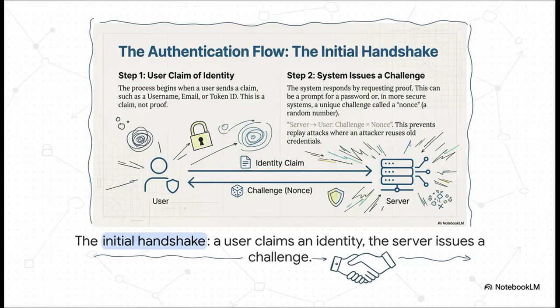So let's break down that initial handshake a little more. Step 1 is just you telling the system who you are, typing in your username. That's your claim. Then, in step 2, the system fires right back with a challenge. It's basically saying, oh yeah, prove it. And in really secure systems, this isn't just a password box, it's a unique one-time random number called a nonce, which is super clever, because it stops attackers from just replaying your old login info.